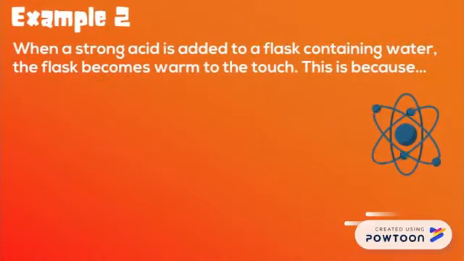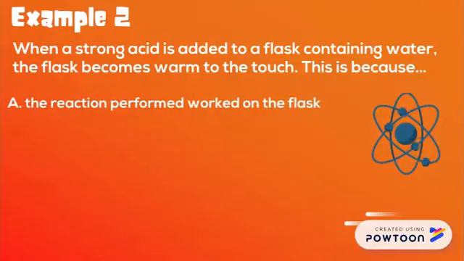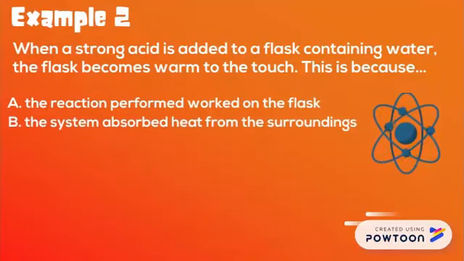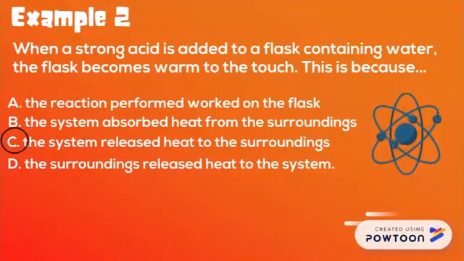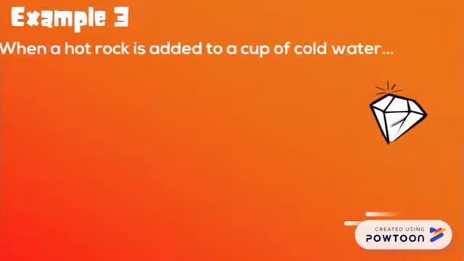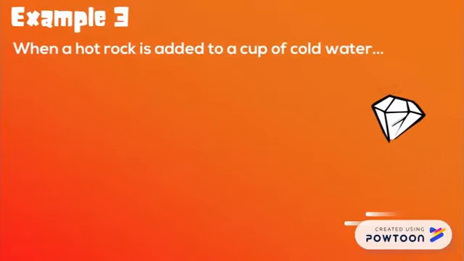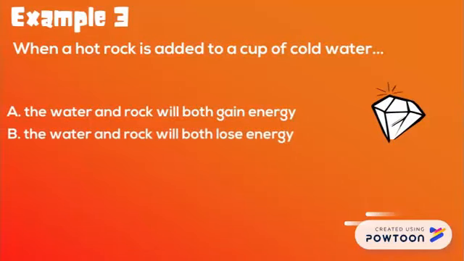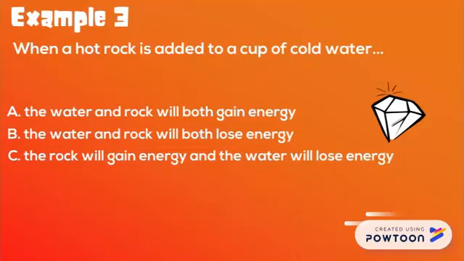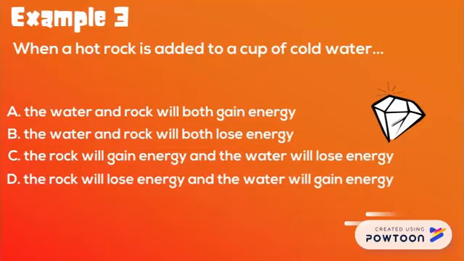Let's put all this information together in example number 2. When a strong acid is added to a flask containing water, the flask becomes warm to the touch. This is because A, the reaction performed work on the flask, B, the system absorbed the heat from the surroundings, C, the system released heat to the surroundings, or D, the surroundings released heat to the system. Example number 3, when a hot rock is added to a cup of cold water, A, the water and the rock both gain energy, B, the water and the rock both lose energy, C, the rock will gain energy and the water will lose energy, or D, the rock will lose energy and the water will gain energy.